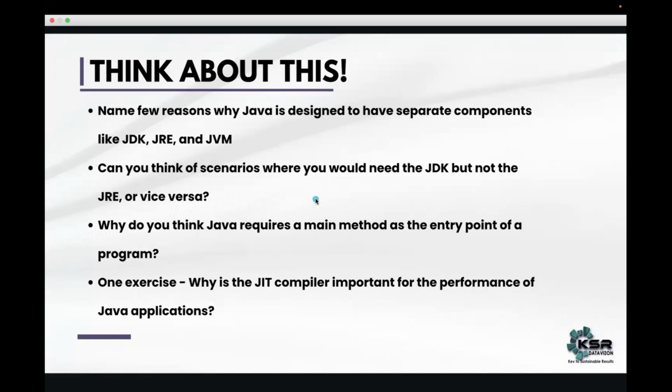Next, can you think of scenarios where you would need the JDK but not the JRE, or vice versa? If you think of a few reasons, you might get answers to this also. Why do you think Java requires the main method as the entry point of a program? I told you it is the entry point, but nobody asked why. So think now, why? Why do you think Java needs this?